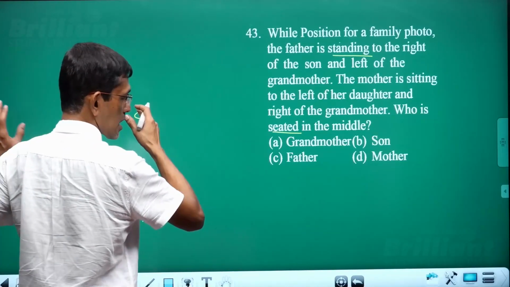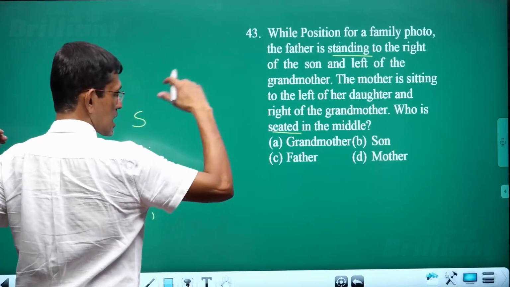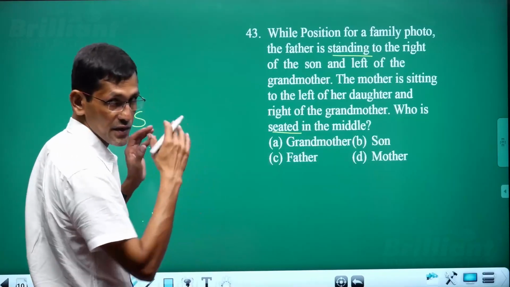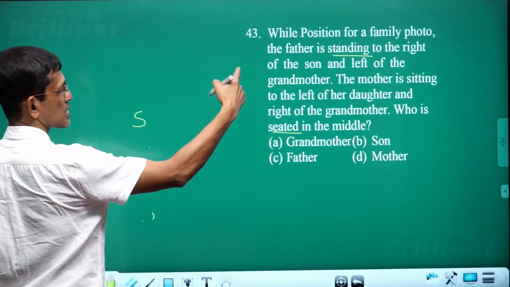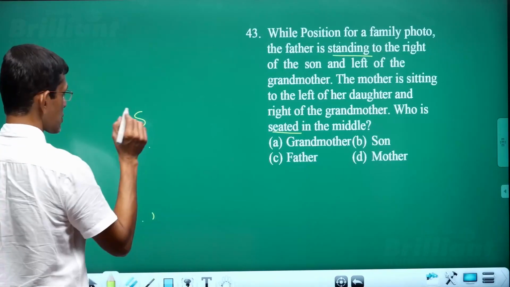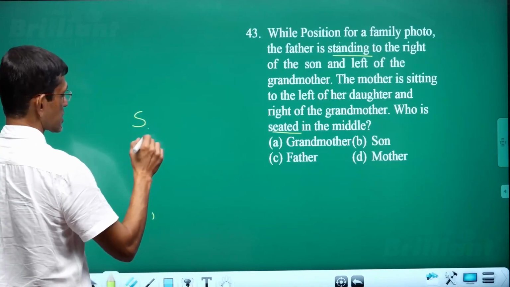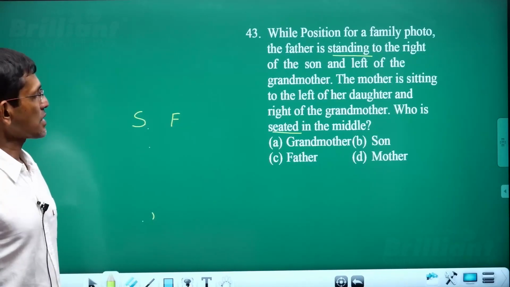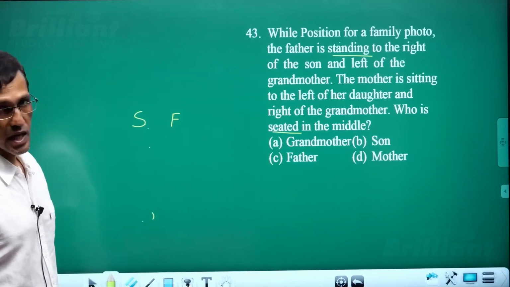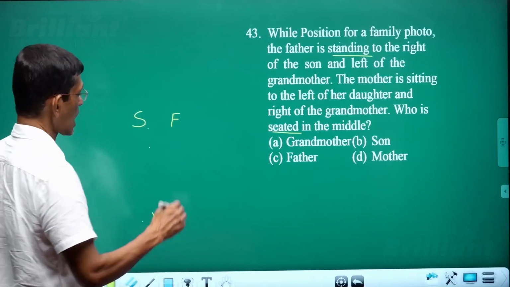The reason for it: our left is the left of the son and our right must be the right of the son when we are facing this board. So the son is facing that direction, and where is the father? Father is standing to the right of the son. So this is the son, this is the right hand side of the son, and father is here. Father is standing to the right of the son and left of the grandmother. So father is to the left of the grandmother.